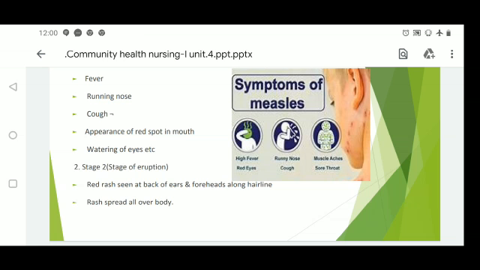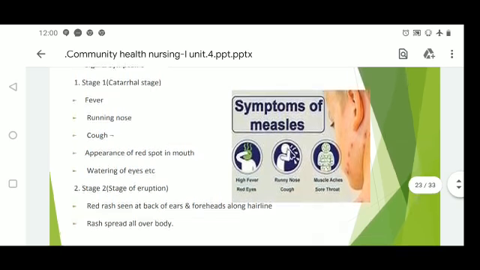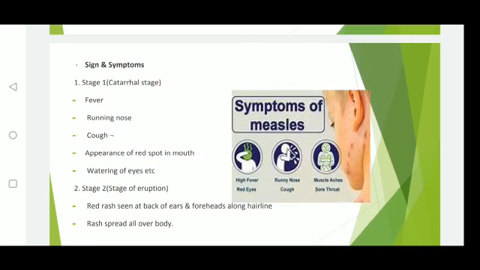Stage 2 is otherwise known as the stage of eruption. The red rashes will be forming first at the back of the ears, then the forehead, along the hairlines also, and later it will be spreading all over the body. So that is about the signs and symptoms, divided as stage 1 and stage 2.